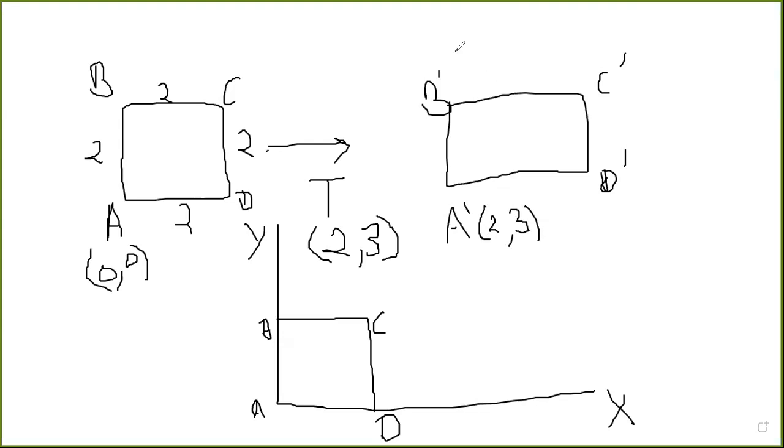B dash is, what is B dash? 2 comma 5. Okay. Sir, next C dash is 4 comma 5. And D dash is 4 comma 3.